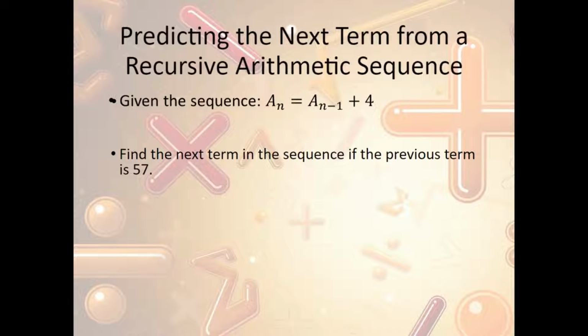Now, how can we predict the next term in a sequence? So let's say we know the 20th term. How do we know then what the 21st term would be? The way this works is we're going to find the next term in the sequence if the previous term is 57, given that a_n is equal to a_(n-1) plus 4. So what we're saying is the term we want is equal to the previous term plus 4. We know the previous term is 57, so we're going to plug that in for the a_(n-1) that represents the previous term. So we have 57 plus 4 is equal to 61. So that's how we use the recursive formula to find the next term.